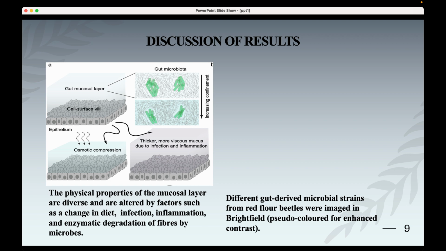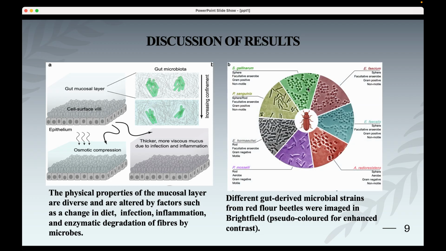The physical properties of the mucosal layer are diverse and are altered by factors such as a change in diet, infection, inflammation, and enzymatic degradation of fibers by microbes. Different gut-derived microbial strains from red flour beetles were imaged in bright field and pseudocolored for enhanced contrast.